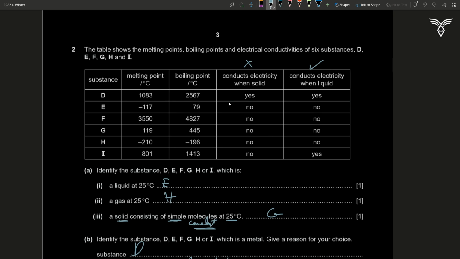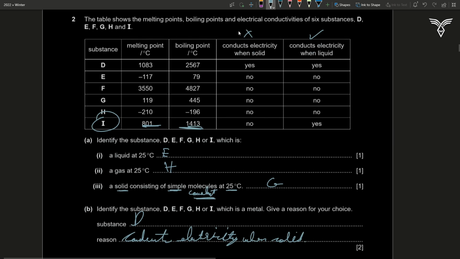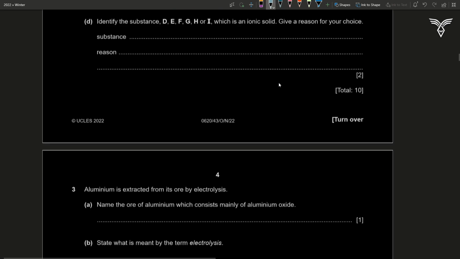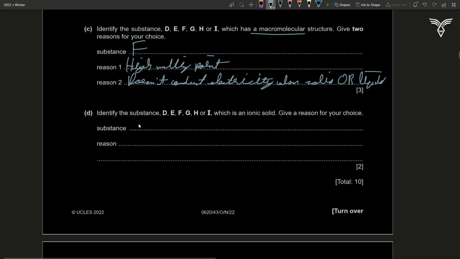So الحاجة الوحيدة اللي عندها البروبرتي دي في الجدول ده هي I، regardless of the melting point وال boiling point بتوعها. It's just ال properties بتاعت ال electrical conductivity. Substance it's I. The reason is because it only conducts electricity when it is in the liquid form.